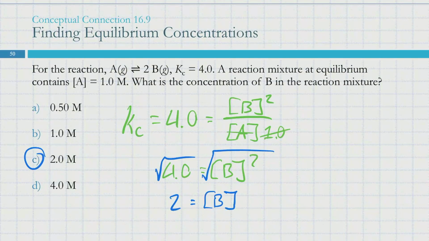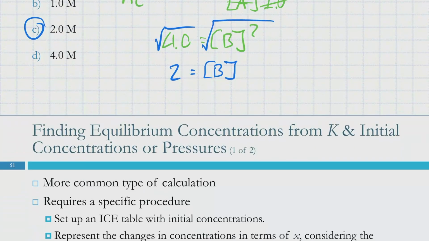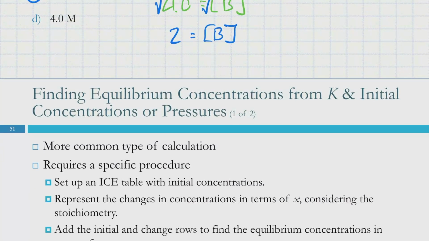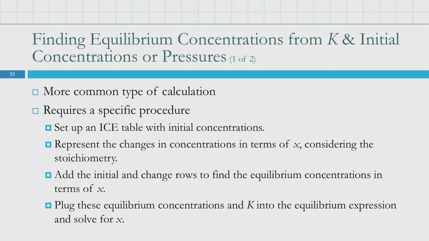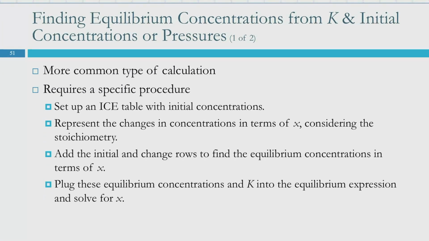This is, I think most people would agree, the easier type of solution. So let's look at our other one. The more common type of calculation is going to be the one where we have to use ice tables. So for this style of problem, we're given K and initial concentrations.